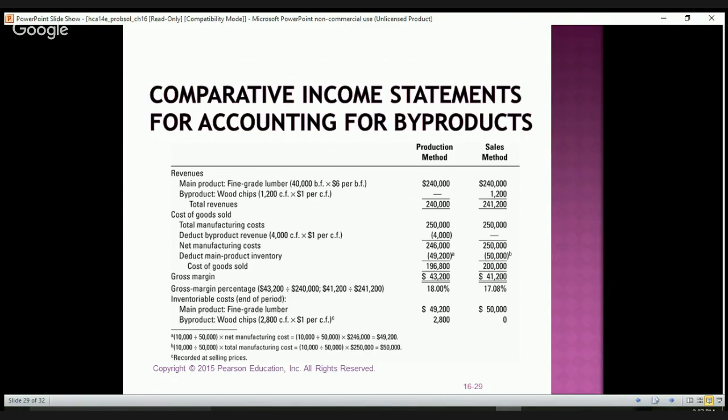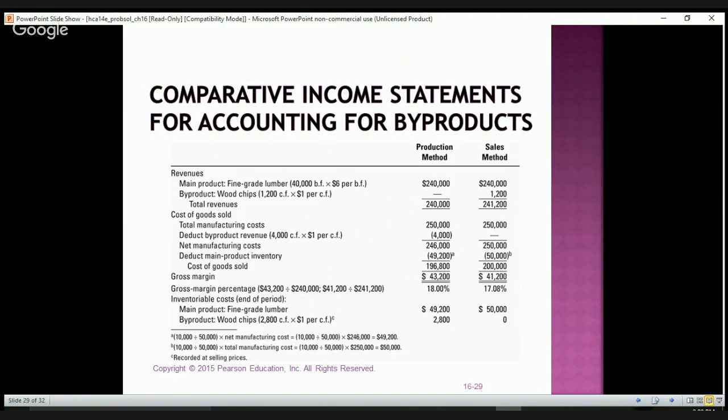Deduct the byproduct revenue of 4,000 cubic feet at $1. So I'm going to subtract that. My net manufacturing cost for the production method is $246,000, but we don't take that into consideration for the sales method, so it's still $250,000 for the sales method. Now we deduct the main product inventory. For the production method, we have $49,200. And how did we come up with that? We take the 10,000 and divide it by 50,000 times the net manufacturing costs. So that's 10,000 divided by 50,000 times 246,000, and we have $49,200. We do the same thing for the sales method, but we use 250,000, so that's $50,000. So my cost of goods sold is $196,800 for the production method and $200,000 for the sales method.